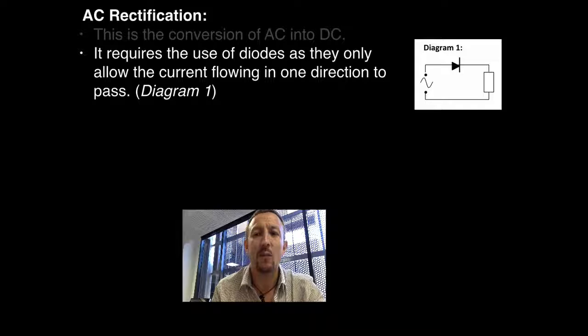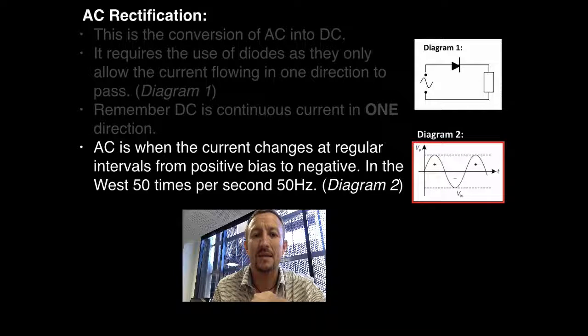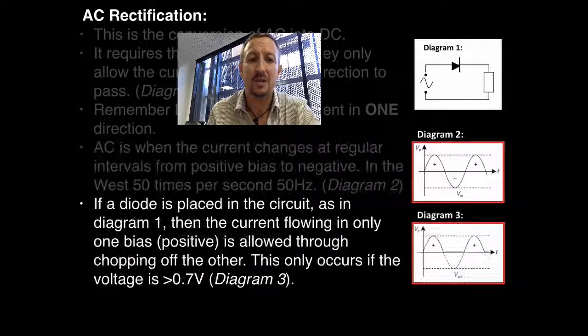Now in diagram 1 here you can see that we've got a diode placed in an AC circuit flowing through a resistor. Now DC is continuous, so we want it to go in one complete direction, but unfortunately AC is continually changing its terminals, going from positive to negative and back again. And in the West this happens 50 times per second, and we call that 50 Hertz. So we get 50 waves, 50 changes per second, as the electricity is generated from the power station.